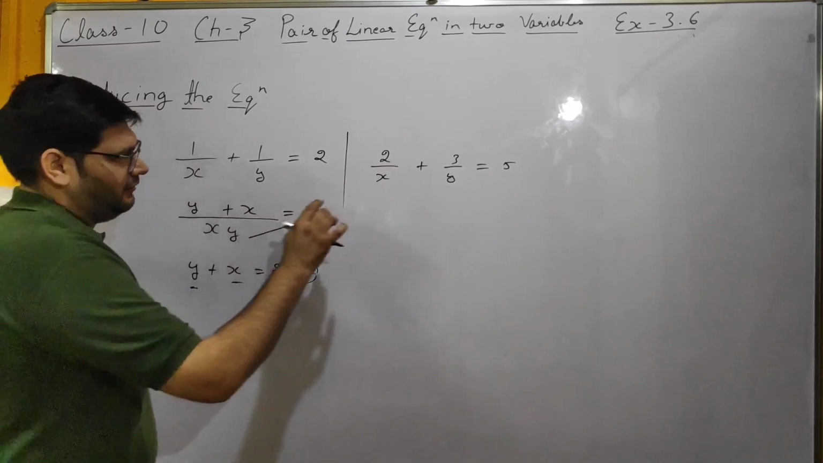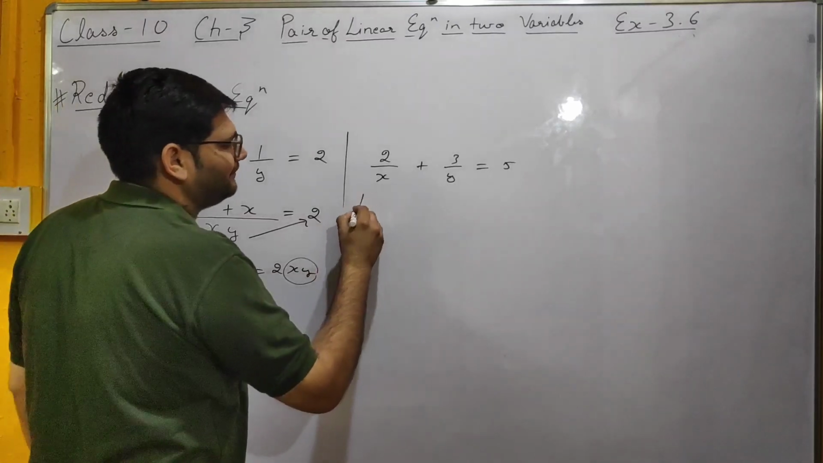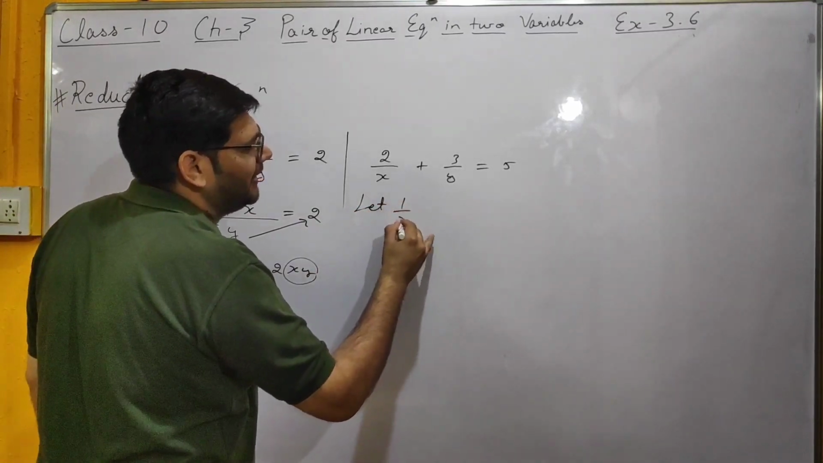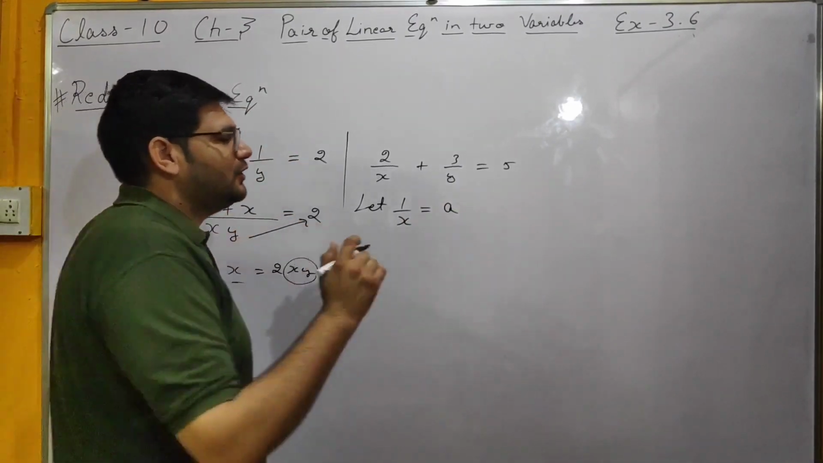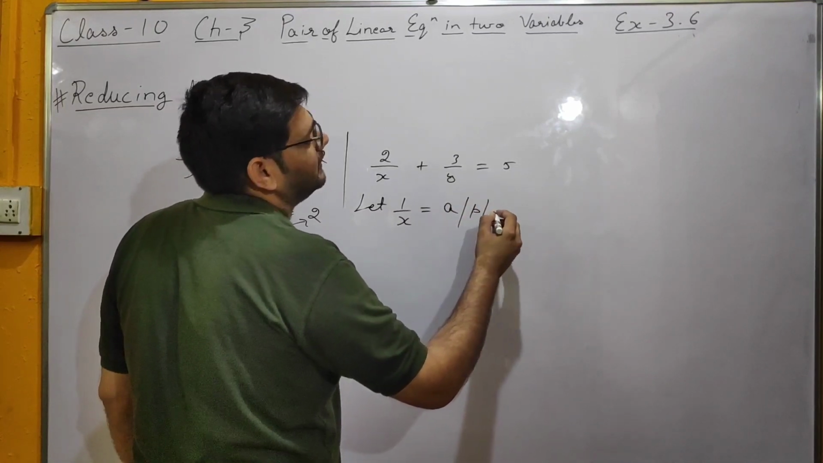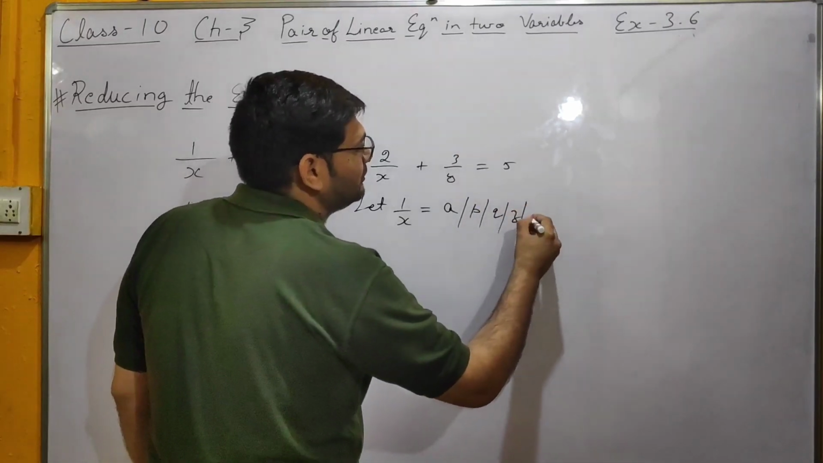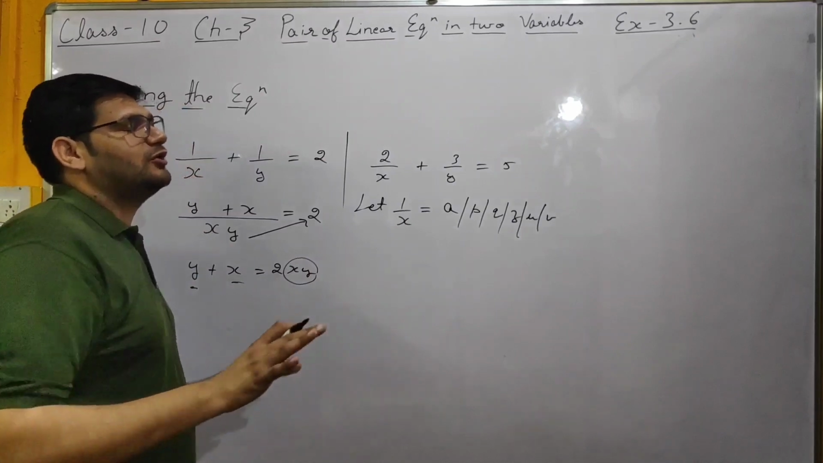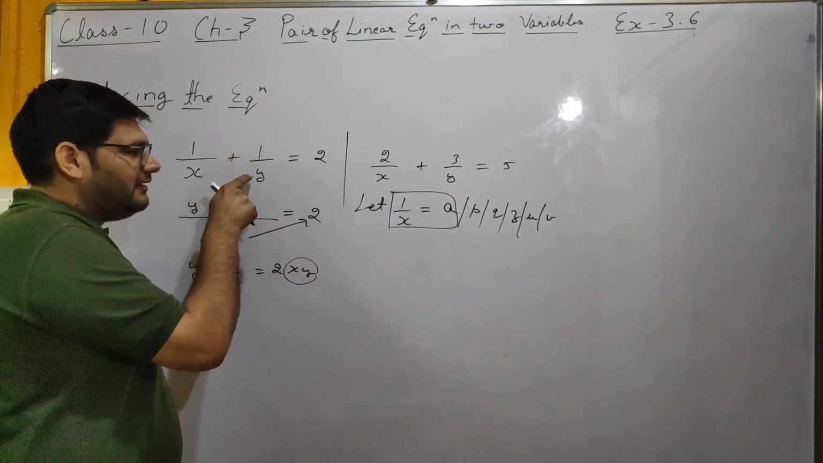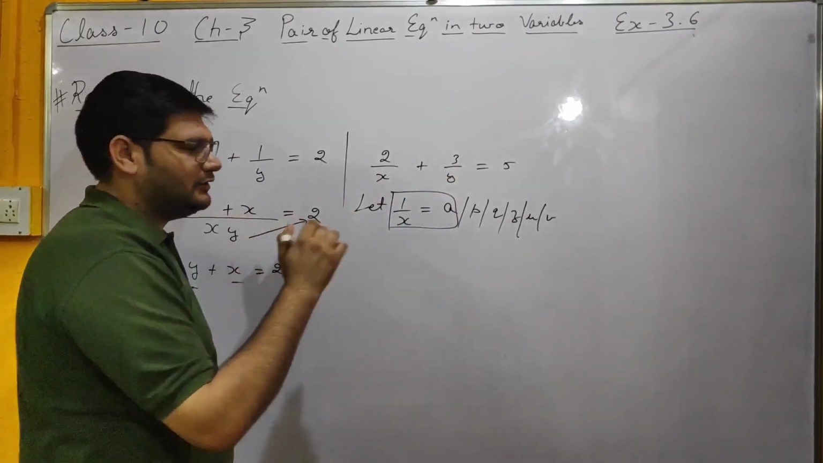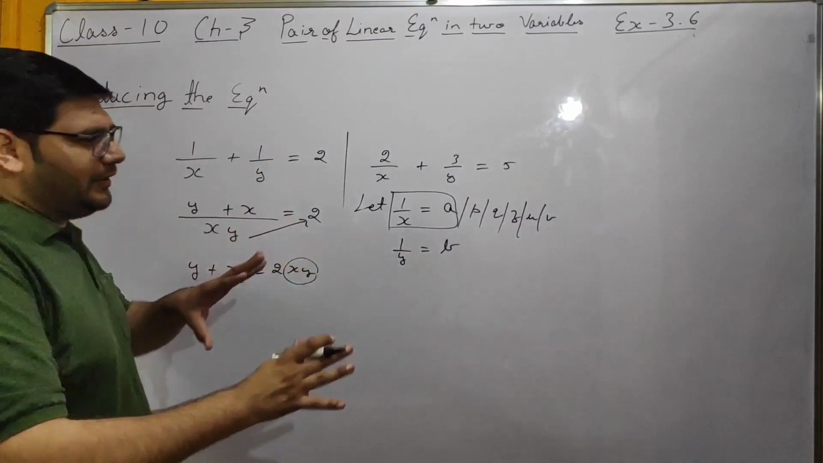Instead of this, we will do like this. See, 1 by x is common in both. So what we will say, let 1 by x equals to a. It's my habit to take it a. It depends upon you. You can take it p also, you can take it q also, z also, u also, v, whatever the alphabet you want. But I'm going to take 1 by x equals to a. And similarly, 1 by y is common in both. So what I'll say, 1 by y, let it be b. Alright, now just see what happens.